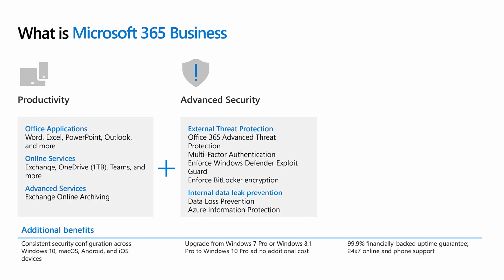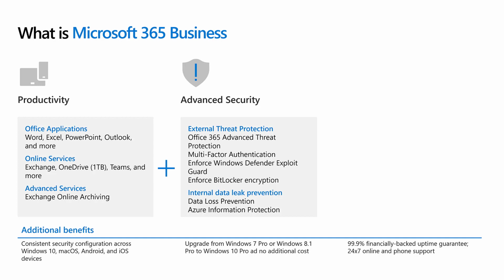Then we also start looking at some of the ways we can use Microsoft 365 Business to start enforcing some of those Windows 10 security settings. So things like Defender, Exploit Guard, or enabling BitLocker. When we start looking at some of the internal data leak prevention, the one that we'll come back to a bit later because of some of the updates is Azure Information Protection.